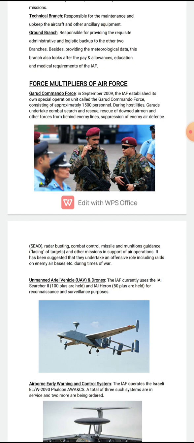How will they work? They will be airdropped into the Chinese territory. They will destroy the Chinese radars or missile defense system behind the enemy's lines, so that our Air Force fighter jets can do the airstrikes and come back safely without any harm. So this is the work of special forces. They make the work easy for the other forces.